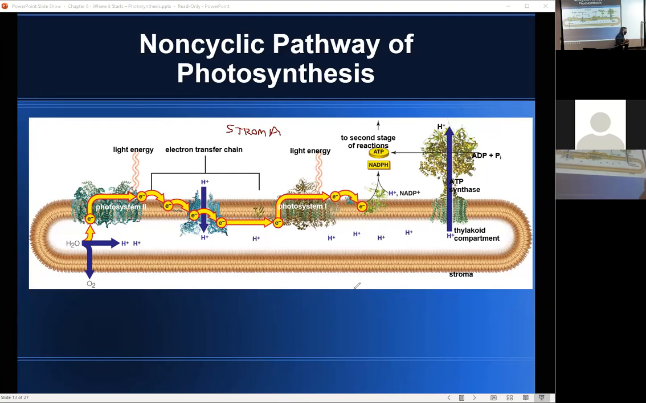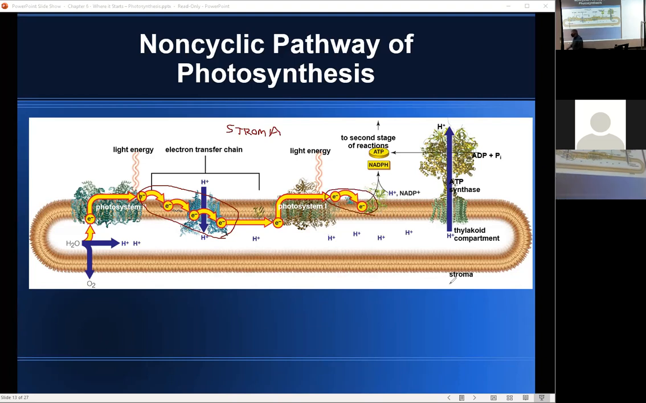The reaction center of photosystem 2 is a molecule called P680. It's a modified chlorophyll molecule. And in photosystem 1, the reaction center is a molecule called P700. We also have an electron transport chain. So there's two electron transport chains. Here's the electron transport chain of photosystem 1. Here's the electron transport chain of photosystem 2.